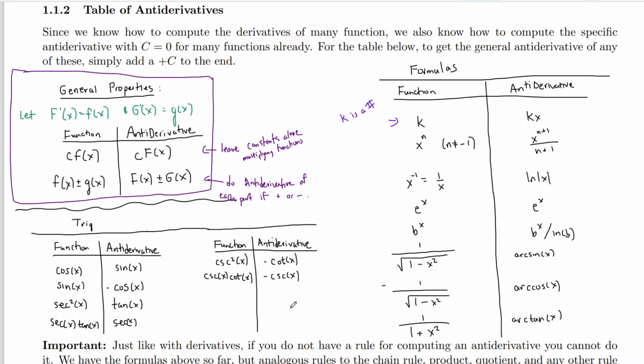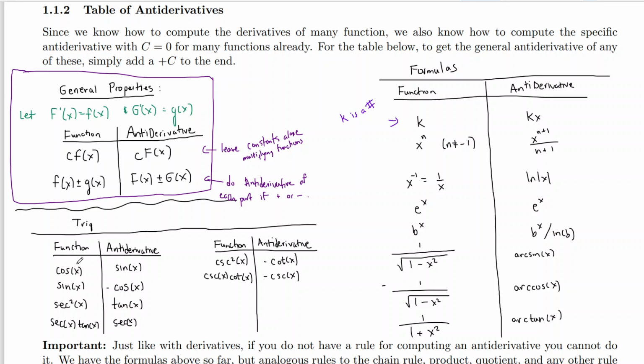All right, so the trig antiderivatives. What is going on here in all these formulas is that you have the function on the left side and then its antiderivative on the right side. Now, this is pretty much the same way we write any table, the table of derivatives, the properties of limits.